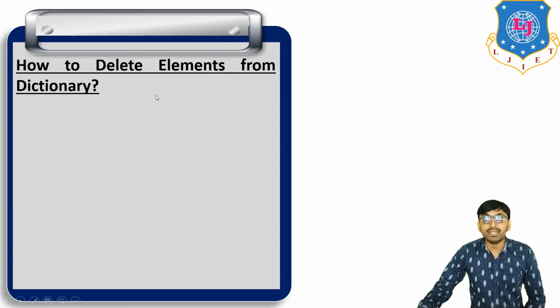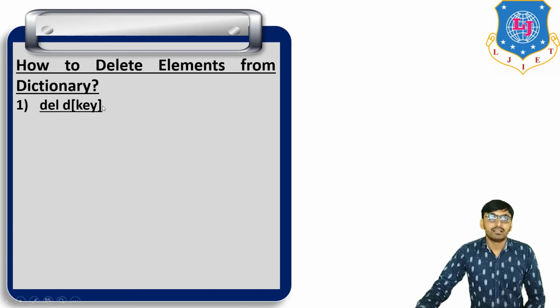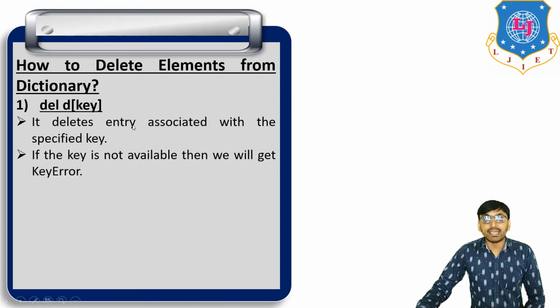Now, how to delete an element from the dictionary? First, del D of key. If we want to delete a particular key value pair from the dictionary, then we use this. It deletes the entry associated with the specified key. If the key is not available, then we will get a key error.